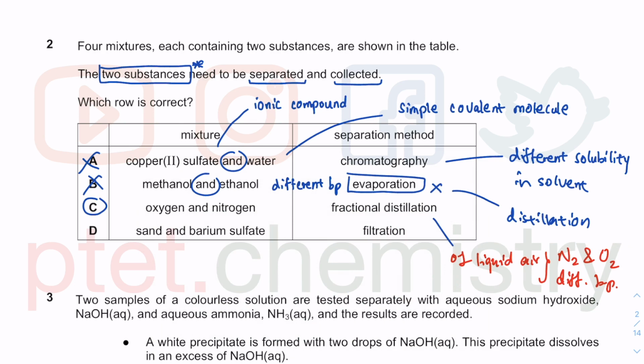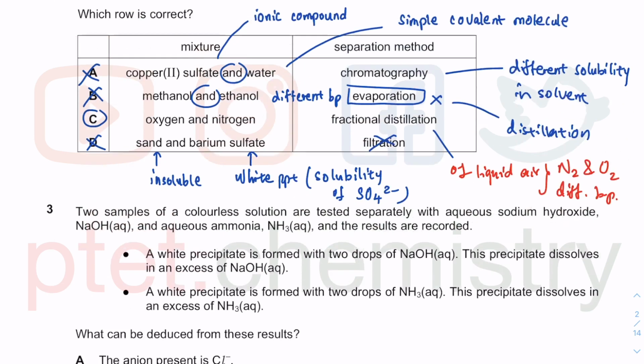So sand and barium sulfate, sand is insoluble in water. And we also have barium sulfate. You have a white precipitate. This is about solubility rules as stated in the syllabus. Solubility of sulfates: all sulfates are soluble except for barium sulfate, calcium sulfate, and lead(II) sulfate. So it's not going to be able to be separated by filtration. That's C, the best answer.